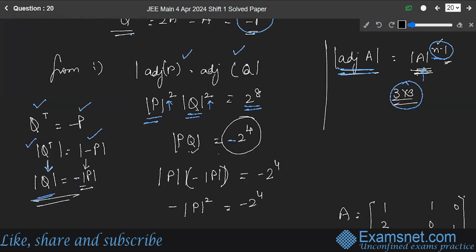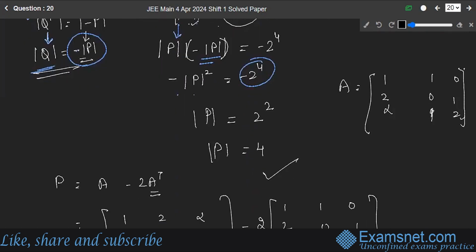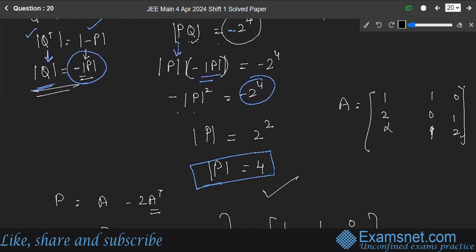Now, further, this is determinant of P as such, and the determinant of Q was equal to this. I have written this minus outside, so determinant of P square is equal to minus 2 raised to power 4. Minus minus cancels. You get the determinant of P as 4. Rest is something I think you can easily solve.